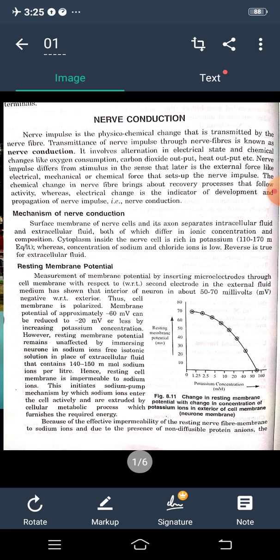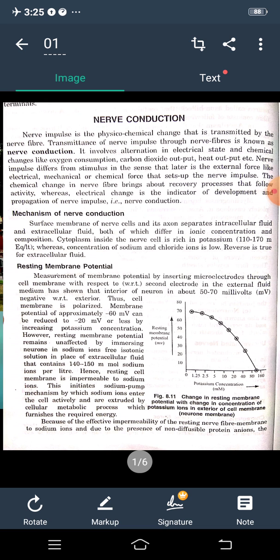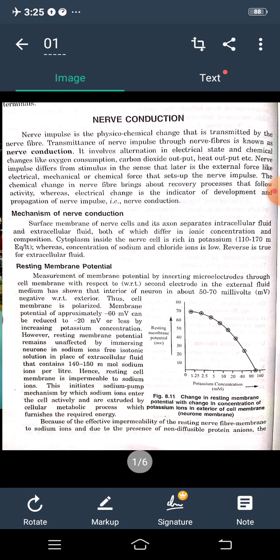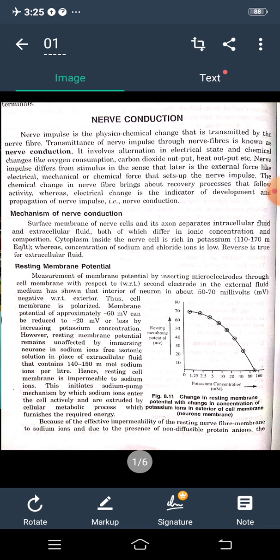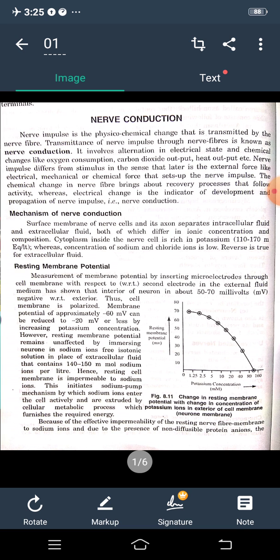Nerve impulses differ from stimulus in the sense that the latter is the external force, like electrical, mechanical, or chemical force, that sets up the nerve impulse. The chemical change in nerve fiber brings about the recovery process that follows activity, whereas electrical change is the indicator of development and propagation of nerve impulse, that is neuroconduction.